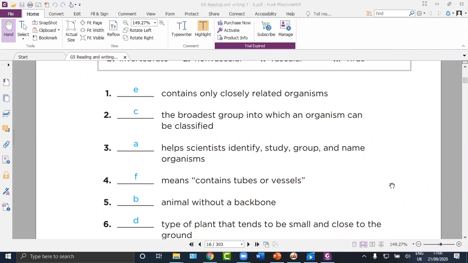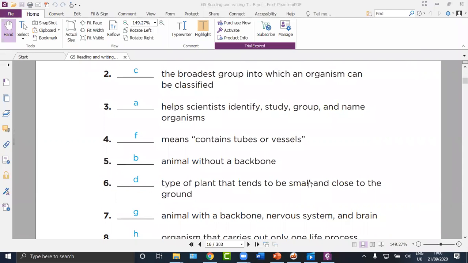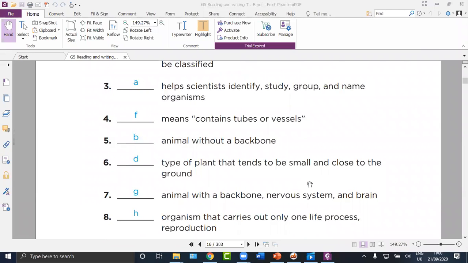Munzir Fatih. Number 5. An animal without a backbone. Invertebrate. Yes. Number 6. A type of plant that tends to be small and close to the ground. Non-vascular. Yes.